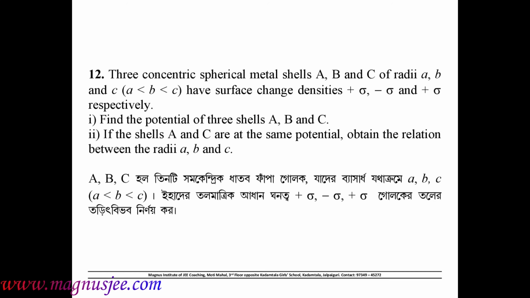Numerical number 12. Three concentric spherical metal shells A, B and C of radii a, b, c such that a is less than b is less than c have surface charge densities plus sigma, minus sigma and plus sigma respectively. Find the potential of the three shells A, B and C. If the shells A and C are at the same potential, obtain the relation between the radii a, b and c.